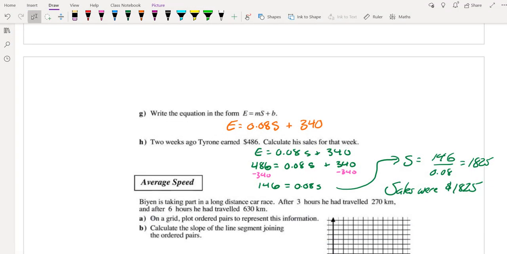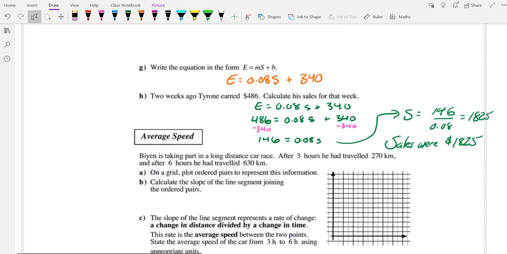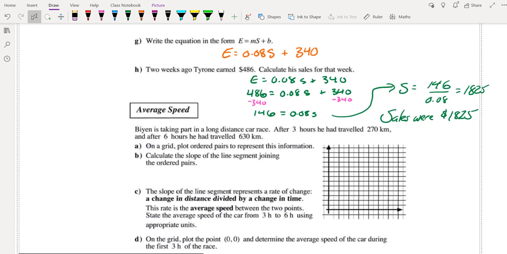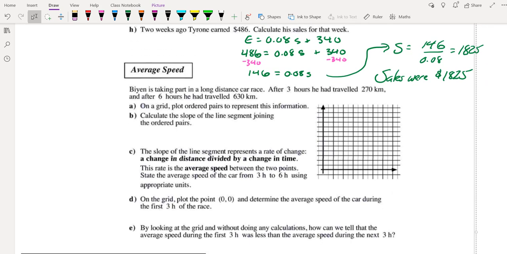So we're given his earnings of 486, so we plug that in for E, and we need to solve for S. So we move the 340 to the other side by subtracting it. Then we solve for our sales by dividing by 0.08, and we find out the sales were equal to 1,825.